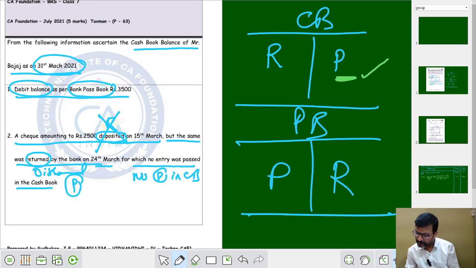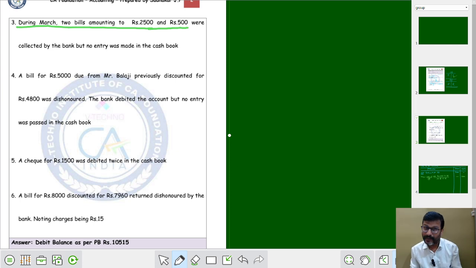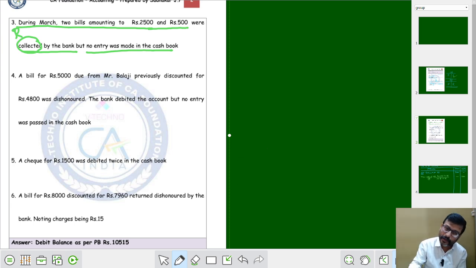See next, what is there in the problem? During March, two bills amounting to rupees 2,500 and 500 were collected by the bank. What do you mean by collected? A receipt. The banker will collect on behalf of our business. Fine. But no entry was made in the cash book. Collected by the bank, no entry made in the cash book means what? No receipt in the cash book.